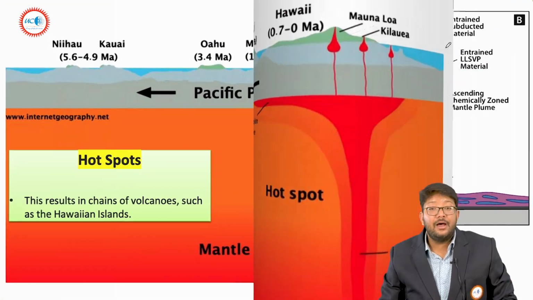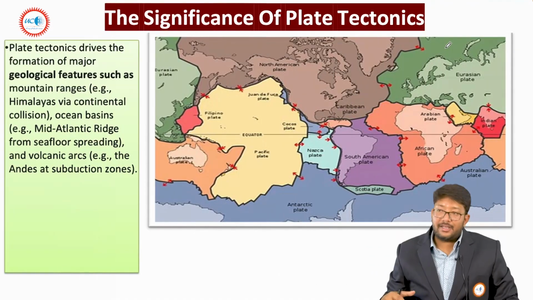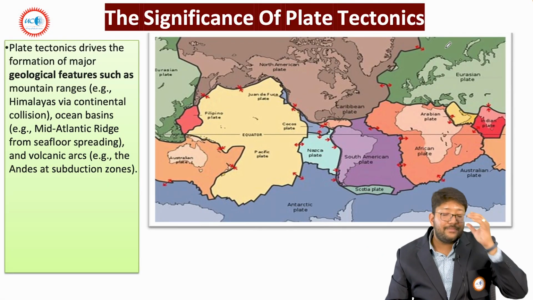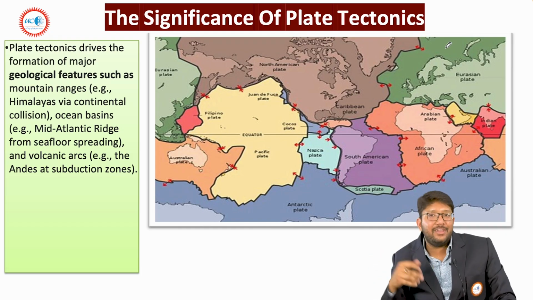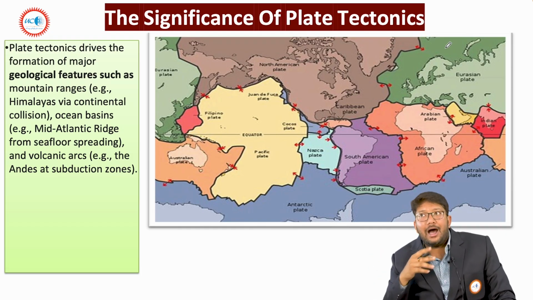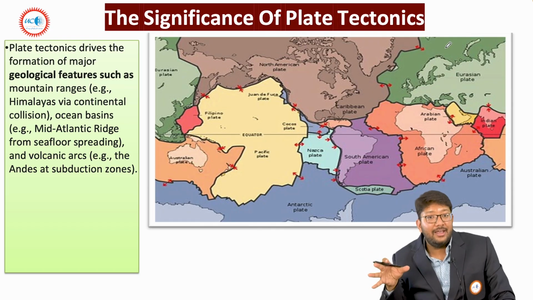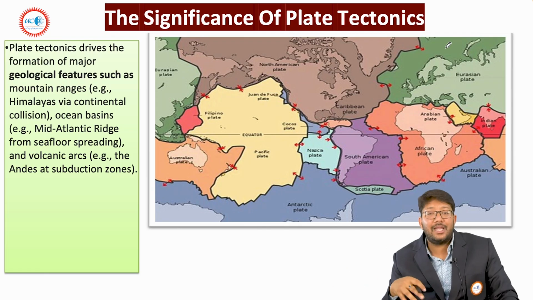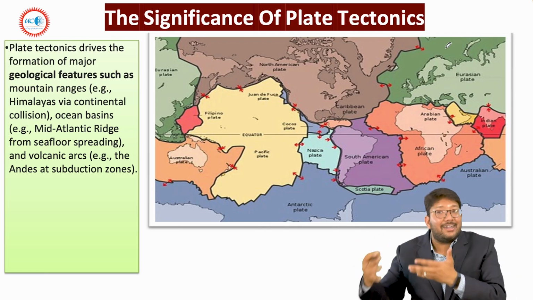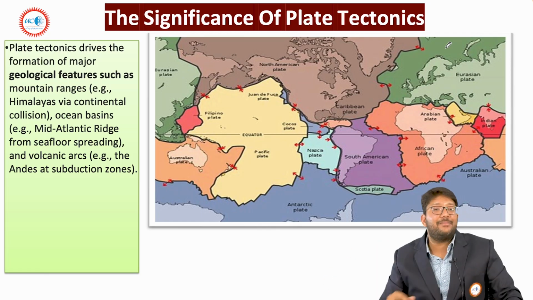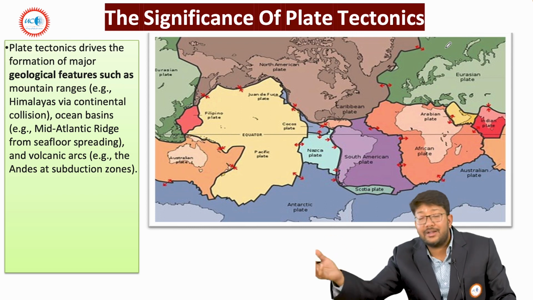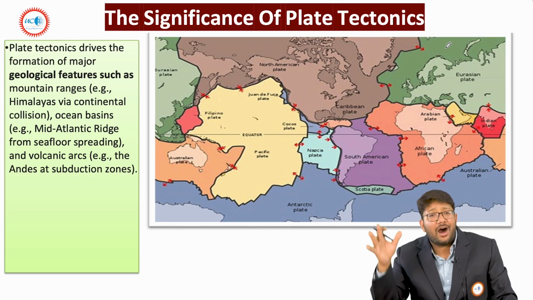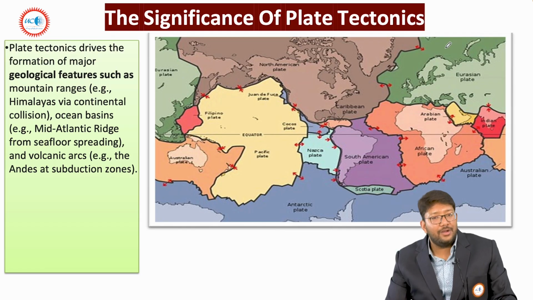So basically, as you can see, these are the evidences of plate tectonics. And why do we need this? What is the significance of plate tectonics? As you can see, this is how mountain ranges are formed today. By various collisions, we get to know about plate tectonics. Plate tectonics drives the formation of geological features like the Himalayas and Alps mountains, etc. Mid-Atlantic ridges, trenches, and volcanic arcs are created by plate tectonic movements only.